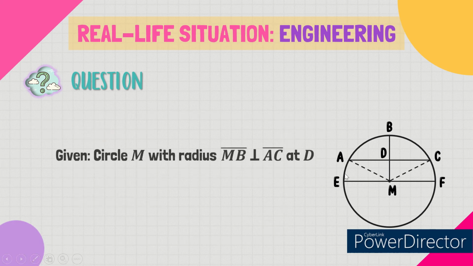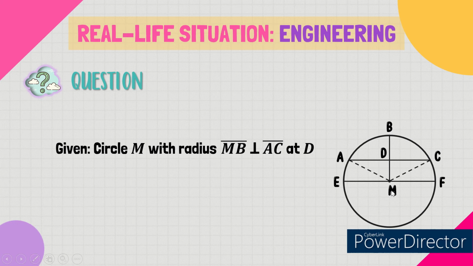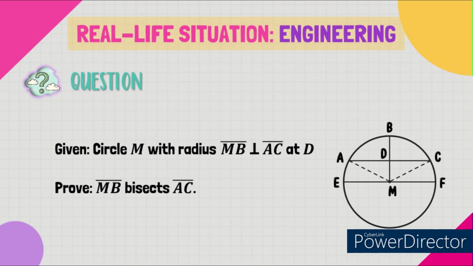Okay, so here the given is circle M with radius MB, line segment MB, that is perpendicular to chord AC at point D. So this is the point of their intersection, at point D. Again, as I mentioned, we will prove that line segment MB bisects line segment AC. So now, let's go to the next slide, and then we have here the solution.